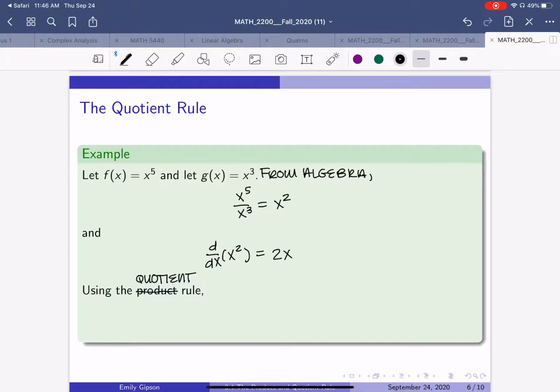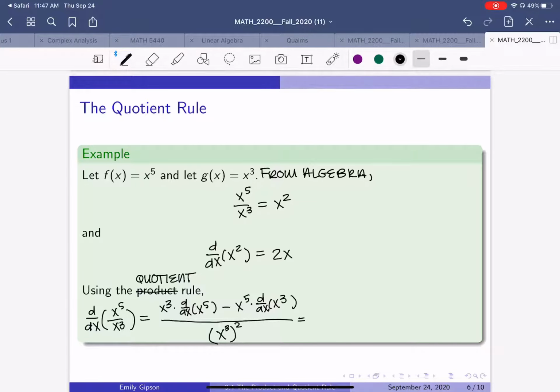So d/dx of x to the fifth over x cubed is equal to low, which is x cubed, times d/dx of x to the fifth, minus high, which is x to the fifth, times d low, which is d/dx of x cubed, all over low squared. So all over x cubed squared.